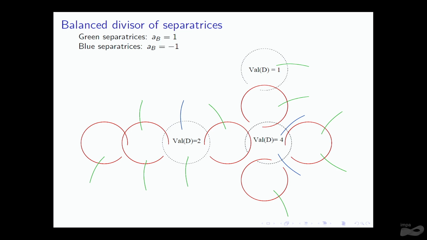Here, I have a dicritical component with valence 1, 2, 3, 4. Okay? 2 minus valence is minus 2. So the sum of the coefficients must be minus 2. I put 2 separatrices with coefficient minus 1. Here I have a component with valence 2. 2 minus 2 is 0. I didn't need to put a separatrix here. But I can, for example, put a green separatrix with coefficient 1, and a blue separatrix with coefficient minus 1. 1 minus 1 is 0. I have the right to do this.